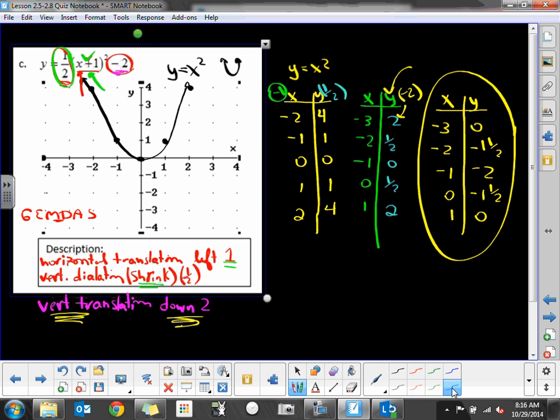So we've got -3, 0, which is here. We've got -2, -1.5, so -2, down 1.5. We've got -1, -2, so -1, -2. Then 0, -1.5, and 1, 0. This is our final look of our graph: the U shape that got moved to the left 1, got moved down 2, and got vertically shrunk by a factor of 1/2.